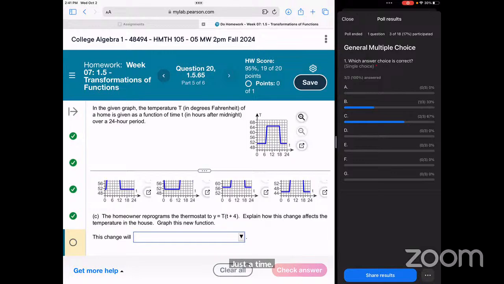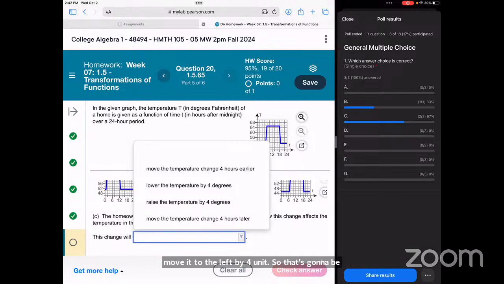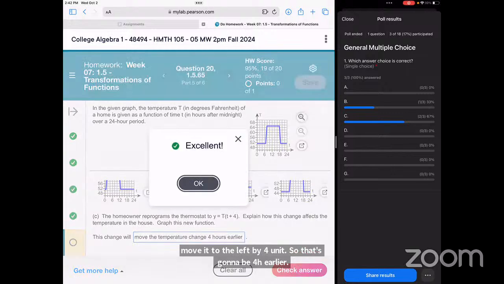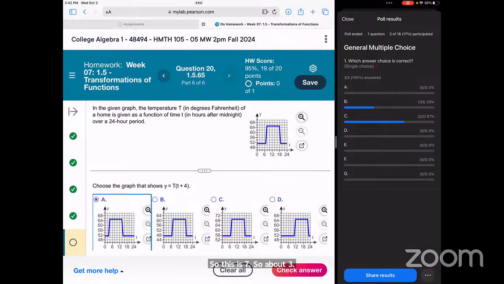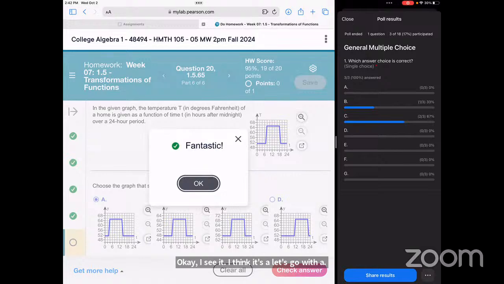So then if we say plus 4 on the inside, that's going to move it to the left by 4 units. So that's going to be 4 hours earlier. And 4 hours earlier, let me see, what time is that? I don't even know. Those are about 2, so that's 8. So that's a 7, so about 3. Okay, I see it. I think it's A. Let's go with A. So basically, we're just trying to choose the one that moved the graph to the left by 4 hours.